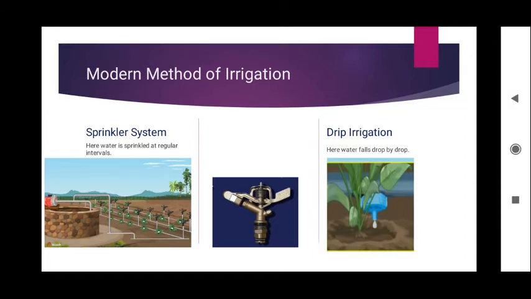There are two important methods followed under this. The first one is the sprinkler system, the second one is drip irrigation. So let us see the first, sprinkler irrigation. This system is more useful on uneven land where sufficient water is not available.